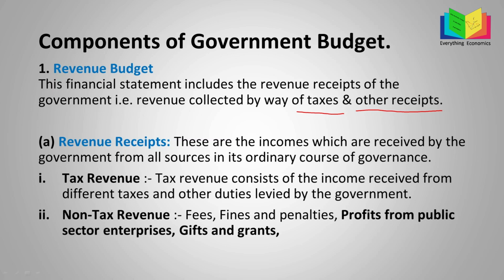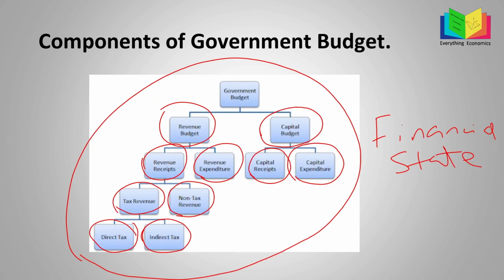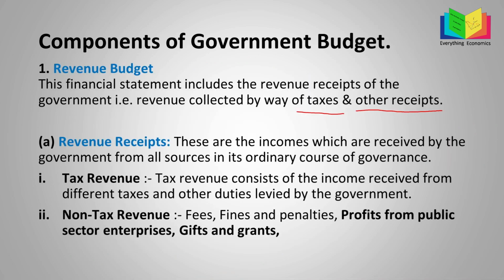Now below revenue budget, if I go back, you can see that we have revenue receipts and revenue expenditure. Now let's discuss revenue receipts. Revenue receipts are the incomes which are received by the government from all sources in its ordinary course of governance. The important part here is the ordinary course of governance, which means these are the expected incomes that the government generates every year. There is no doubt about that.